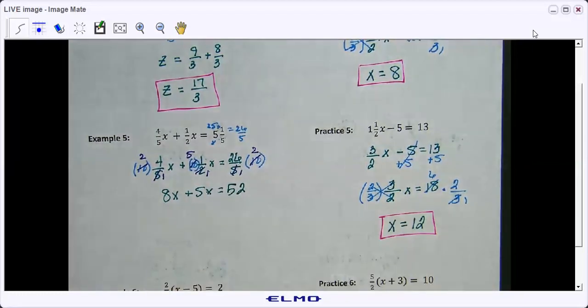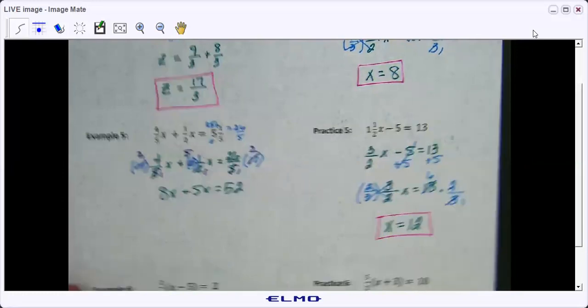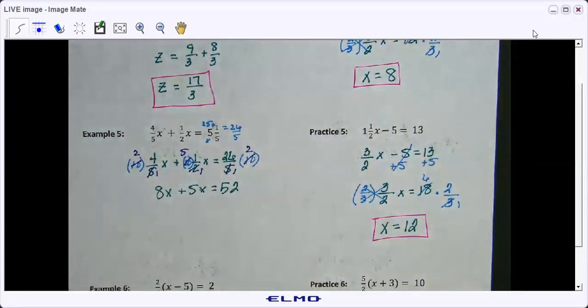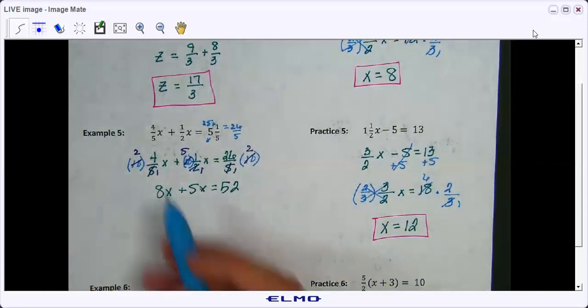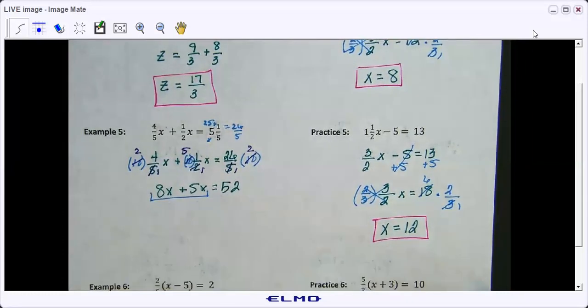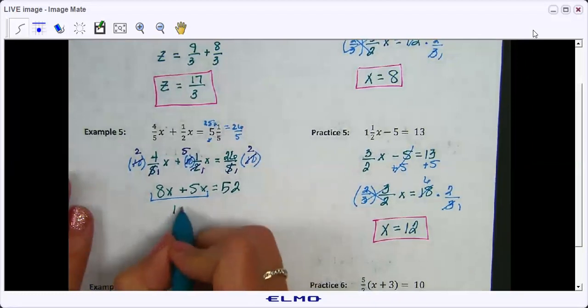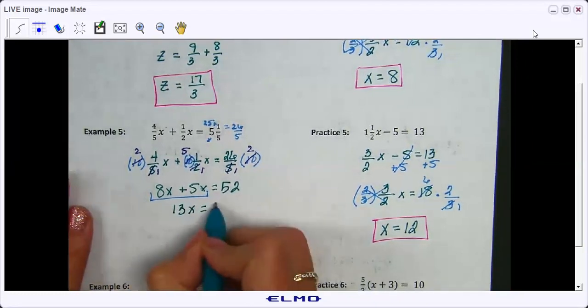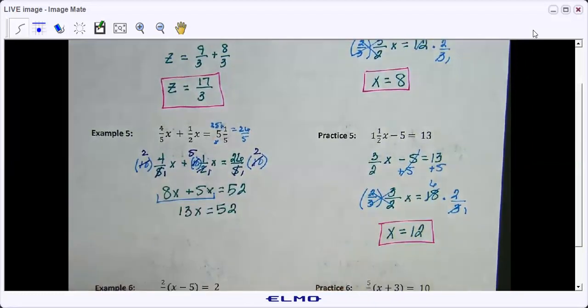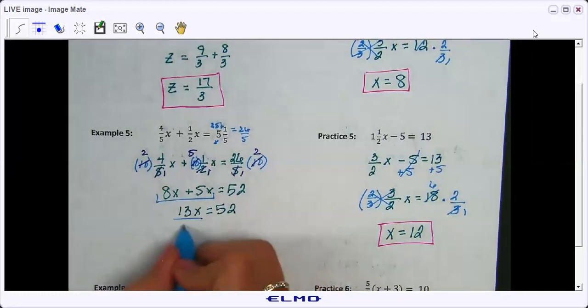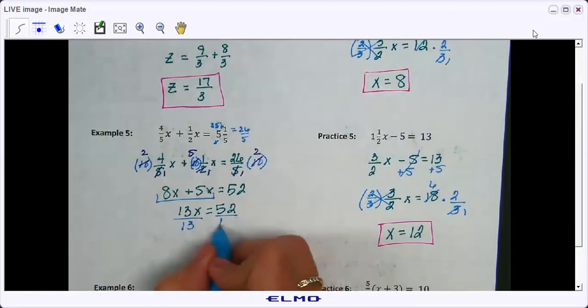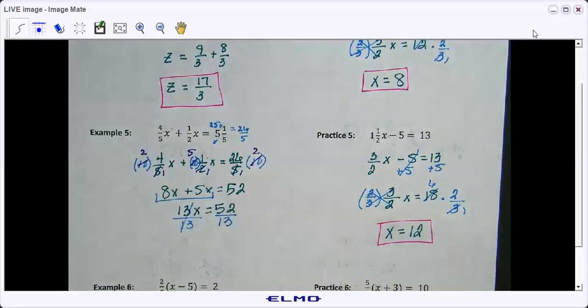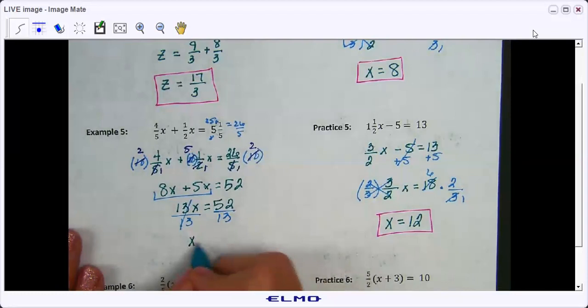Now, if I did not do this, well, let me finish this and I'll do it the other way. So now I'm going to combine like terms. 8 plus 5 is 13x. And now I'm going to divide both sides by 13. And I believe, anyone know what 52 divided by 13 is? It's 4. Yep. x equals 4.